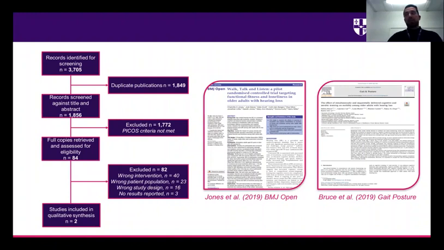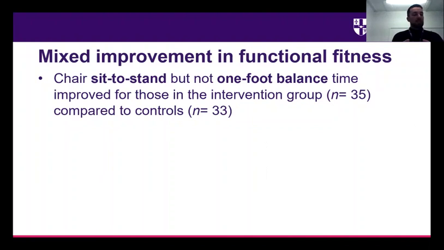In Jones's study, published in BMJ Open, participants were randomly allocated to either group hearing rehabilitation or group rehabilitation plus exercise and walking sessions. And in Bruce's study, participants did aerobic exercise and some form of cognitive training, which was either simultaneous to the exercise or sequential. We were actually able to pull some of the data together. So we did a meta-analysis because both studies used similar outcomes.